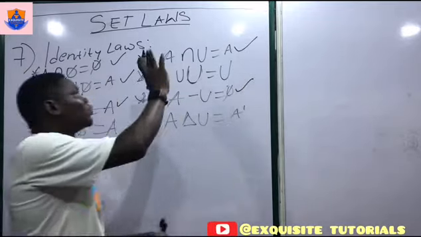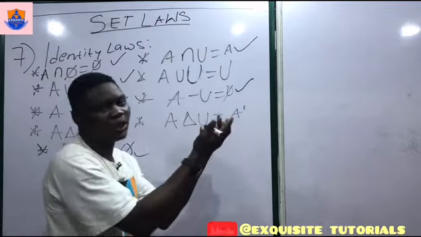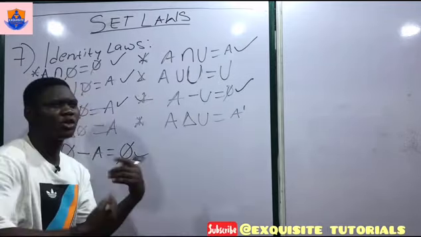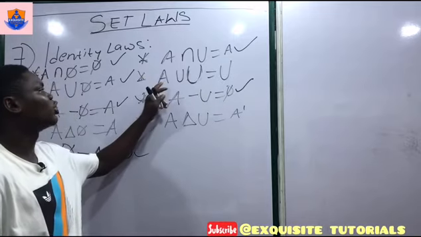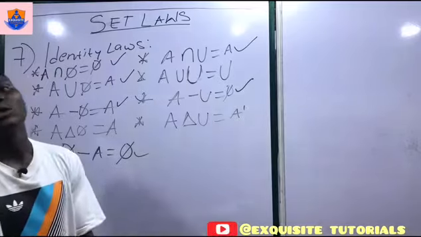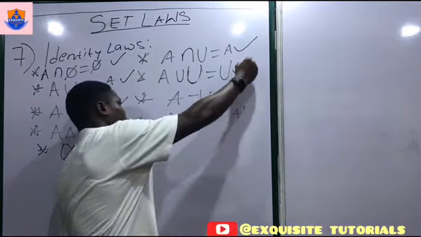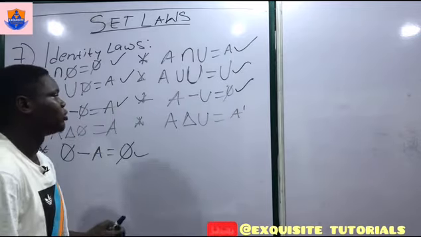So most of the identity laws do not necessarily need your Venn diagram. It's something you can just picture easily. What about when you add up the set A and the universal set? Whatever you get will still give you the universal set because you actually made no difference.